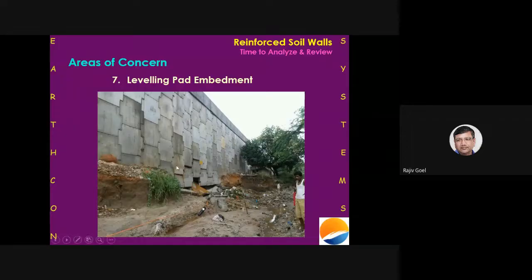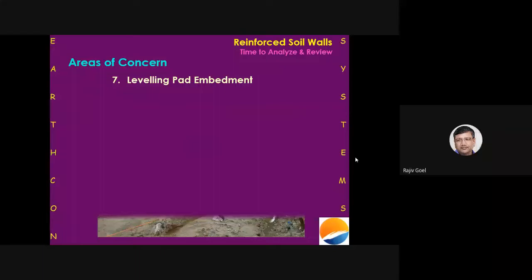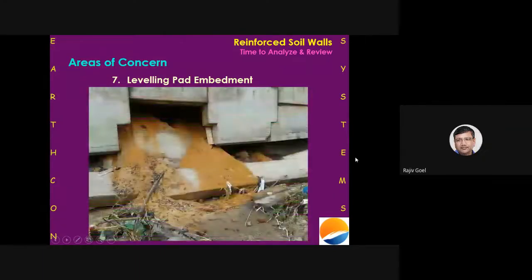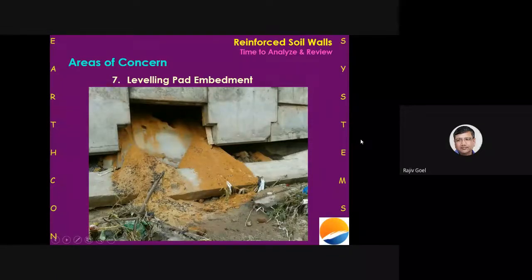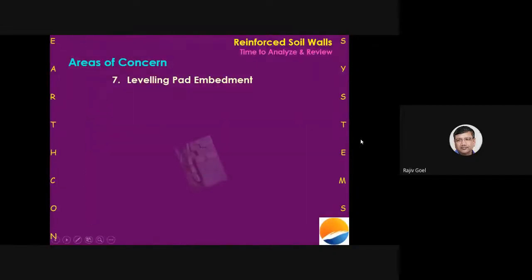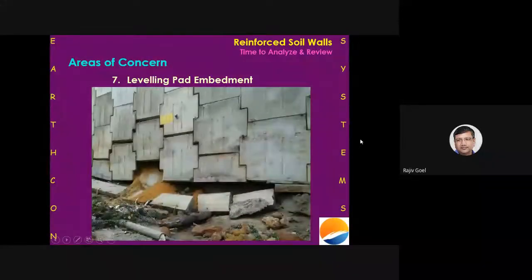Well, the highway is already finished, the crash barrier is done, traffic is flying, and suddenly one day we find that some soil is eroded from the side, and the leveling pad comes tumbling down along with the fascia panel, and all the backfill is flowing out. And this has happened only and only because we did not embed, we did not have our fill at least 1 meter above the leveling pad level.